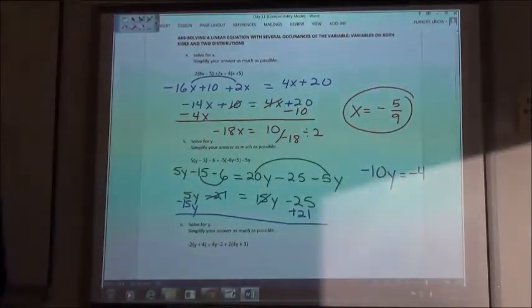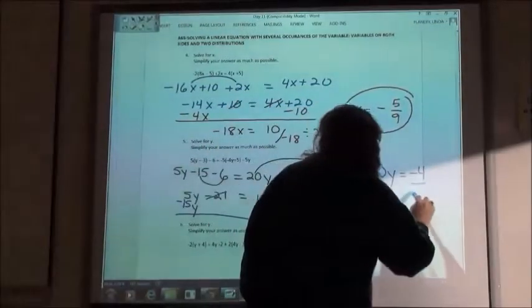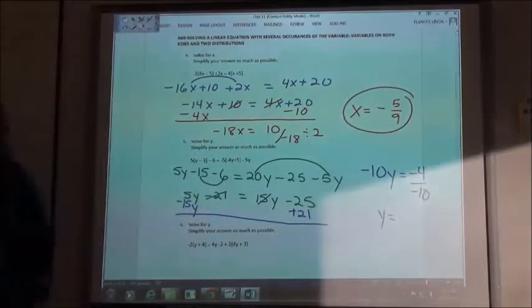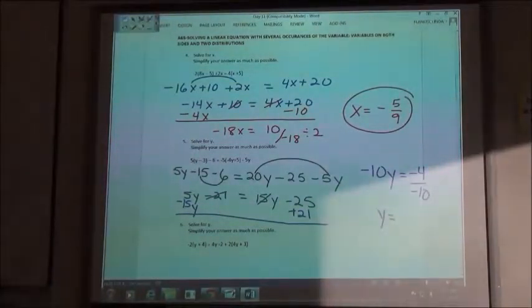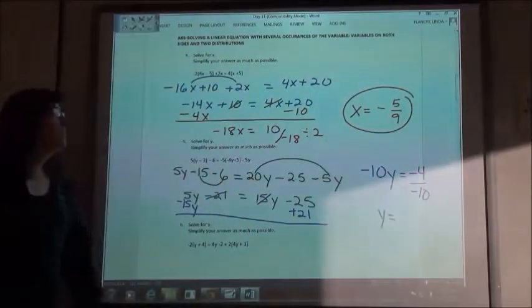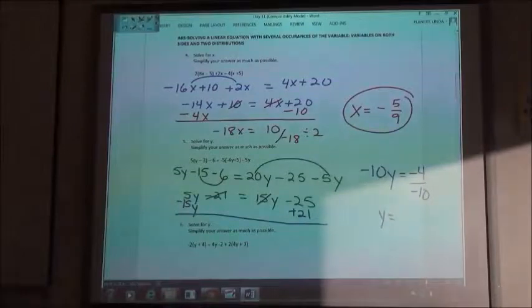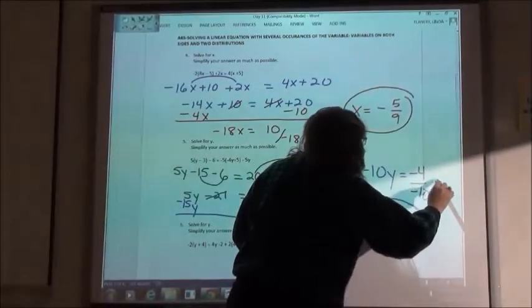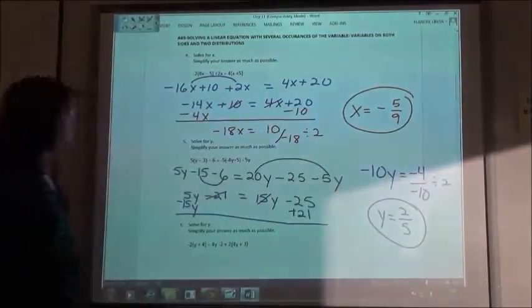It's going to equal negative 4, and then we're going to divide and simplify that fraction. So 10 goes on the bottom. What goes on top? Negative, oh okay, I had it right. So that's going to be 2/5, exactly. And it's going to be positive since we had a negative over a negative. So y equals 2/5.